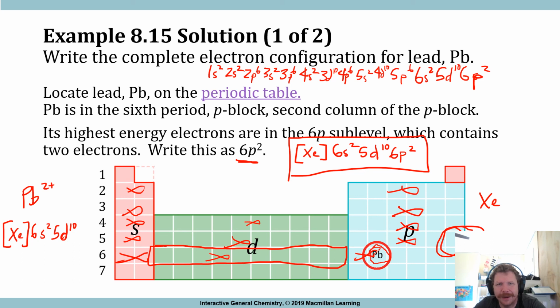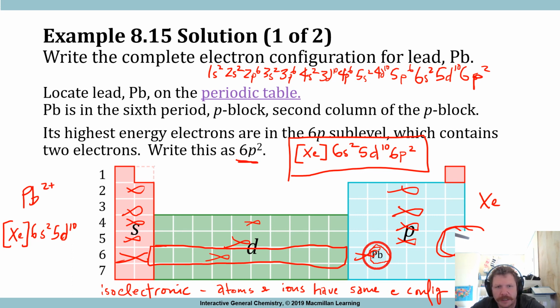One last thing, though, that I want to mention is this term: isoelectronic. Now, isoelectronic is when atoms and ions have the exact same electron configuration. So atoms and ions have the same electron configuration.